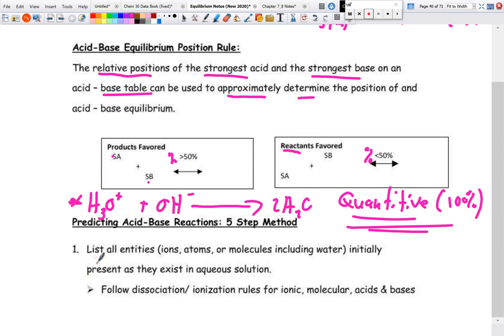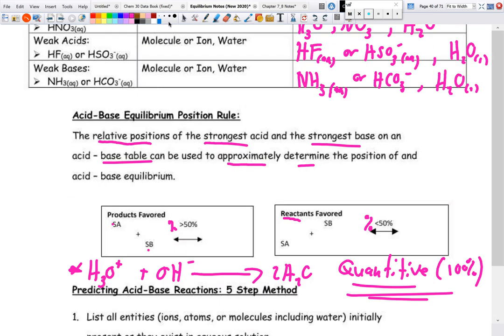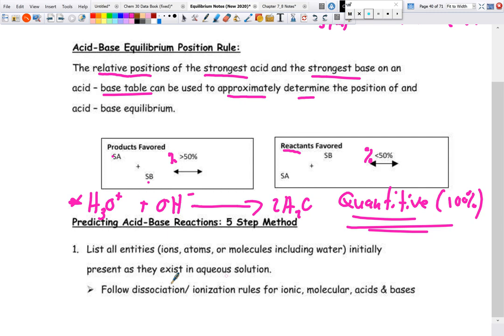So when we look at our first step, it's list all entities, so atoms, ions, or molecules, initially present as they exist in aqueous solution, so following the rules that we have listed above there. So we're going to have to follow dissociation and ionization rules for ionic, molecular, and acids and bases, both strong and weak.